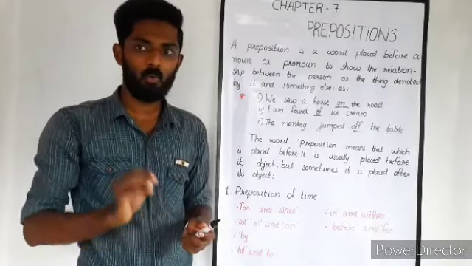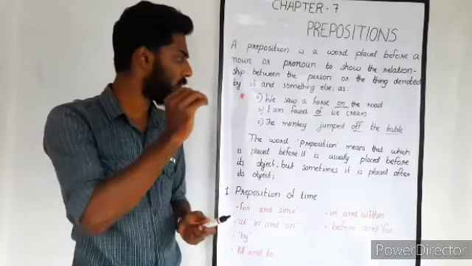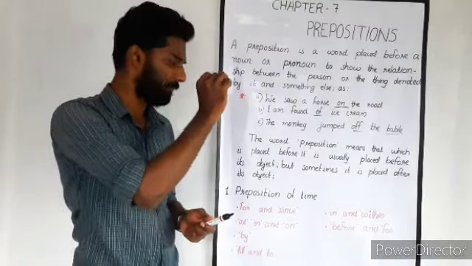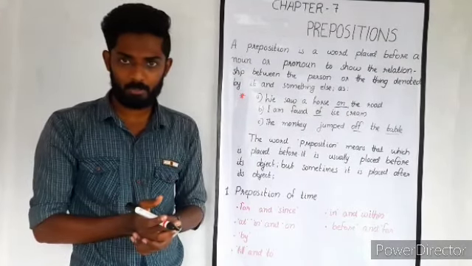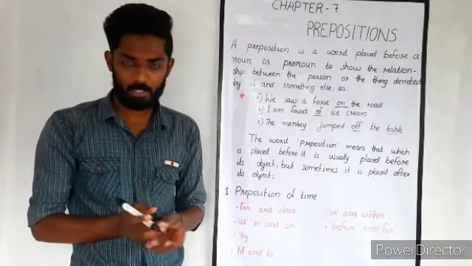There are times when we place the preposition after the object. For example, please give me the book that I asked for. Here the word for is used at the end of the sentence. Or else, what are you looking at? It is a question, an interrogative sentence, and the preposition is used at the end of the sentence. I'll give one more example like this.